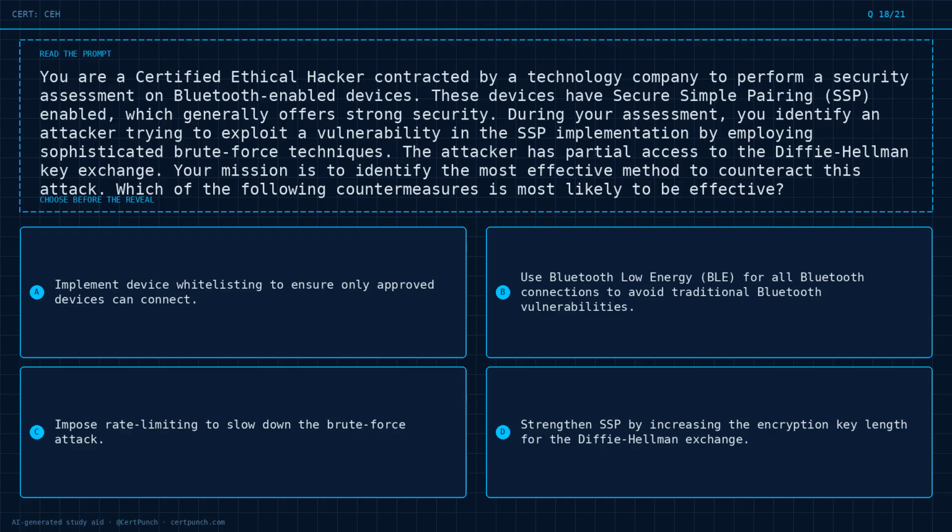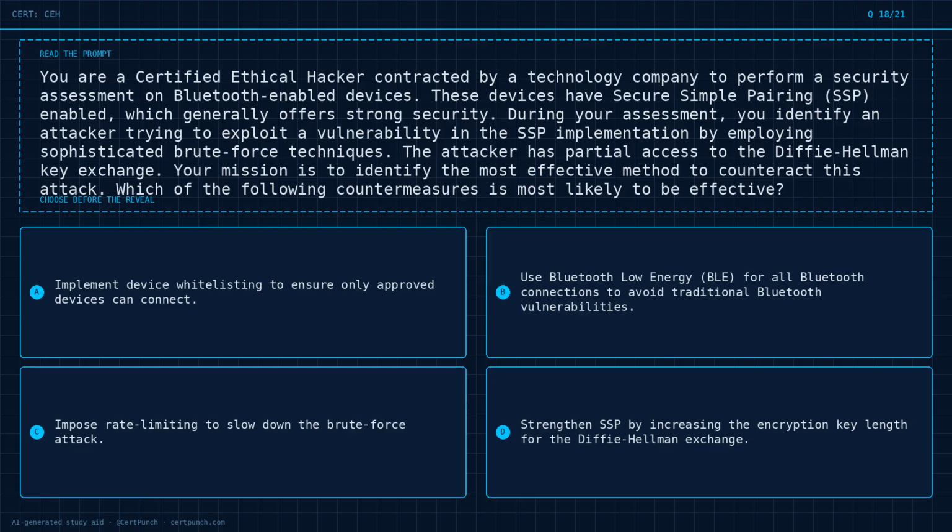Question 18 of 21. You are a certified ethical hacker contracted by a technology company to perform a security assessment on Bluetooth-enabled devices. These devices have Secure Simple Pairing, SSP, enabled, which generally offers strong security. During your assessment, you identify an attacker trying to exploit a vulnerability in the SSP implementation by employing sophisticated brute force techniques. The attacker has partial access to the Diffie-Hellman key exchange. Your mission is to identify the most effective method to counteract this attack. Which of the following countermeasures is most likely to be effective?